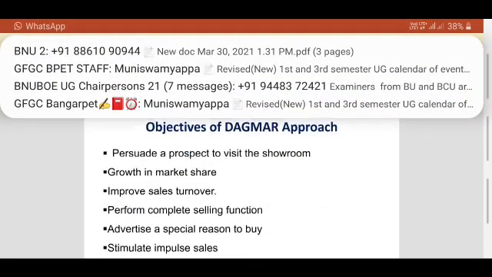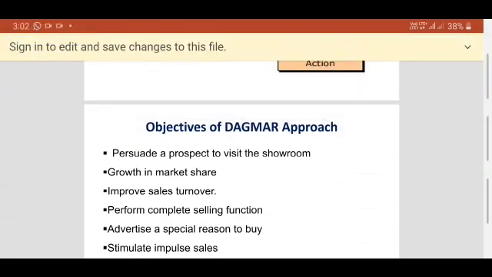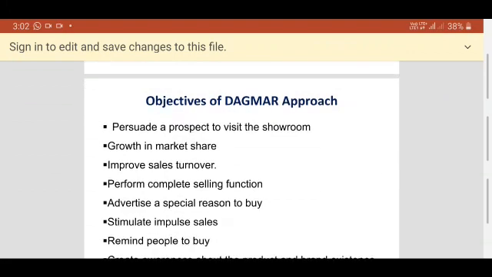Next, what are the objectives of the DAGMAR approach? It persuades prospects to visit the showroom. That means it motivates the consumers to visit the showroom, and it will help the growth of market share because of more attractive advertisements. It makes the customers walk into the showrooms, and it will automatically increase the sales, and in turn it will increase the market share. Third one is it improves sales turnover automatically. If effective advertising is there, it leads to more sales turnover.